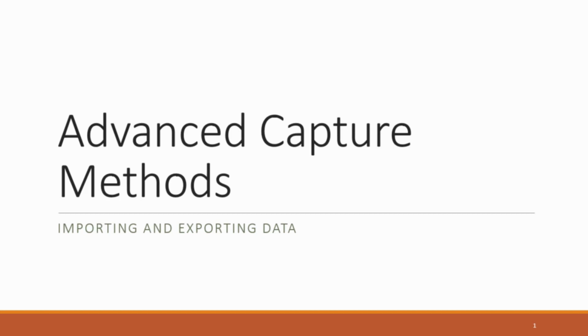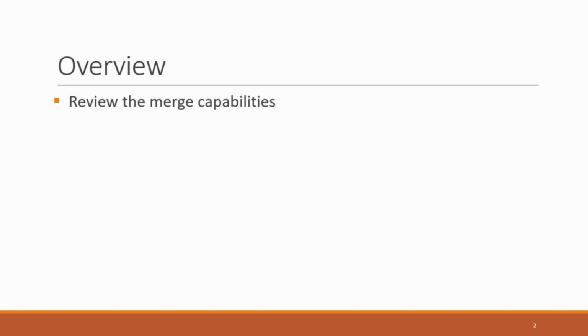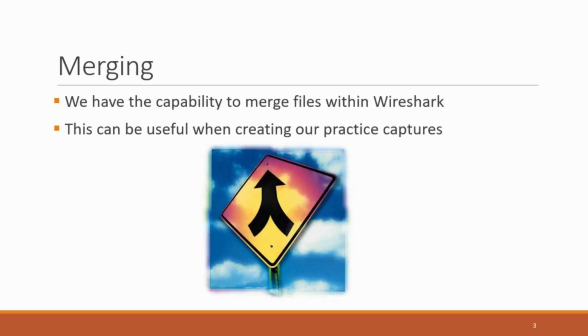In this section, we will review some of the advanced capture methods in Wireshark. We're going to look at importing and exporting data from the tool. We will learn the merge capabilities of the tool. Then we'll briefly discuss using hexadecimal files as input to Wireshark. First, we want to look at merging. We have a powerful feature in Wireshark where we can merge packet captures. This allows us to create detailed and excellent captures to use for our training and our practice.